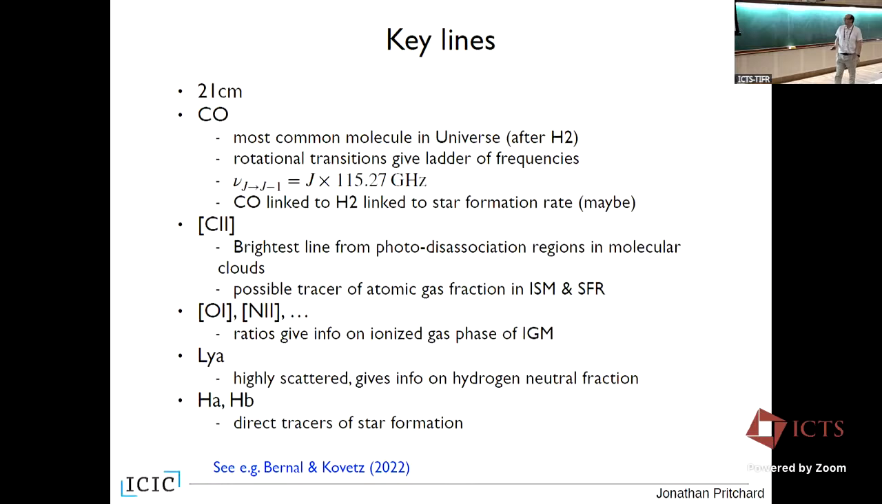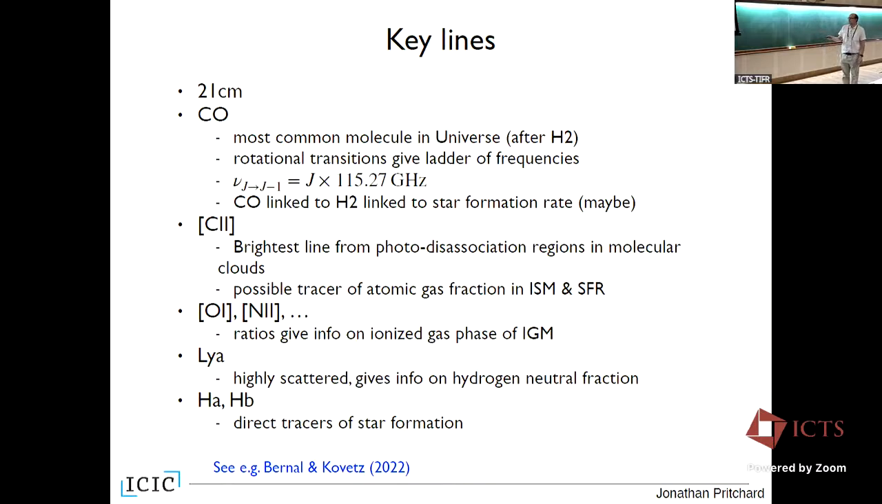Okay, so I've mentioned a couple of key lines. We've got 21 centimeter, which is neutral hydrogen, and CO, which is a very common molecule. It's second only to molecular hydrogen, and so it's very important for cooling of gas. And there's an argument that carbon monoxide will often be linked to the amount of molecular hydrogen, which in turn will be linked to the star formation rate. So this is a good tracer of the star formation rate. Life is complicated. It's not quite as simple as that, but this is the sort of story you can tell.